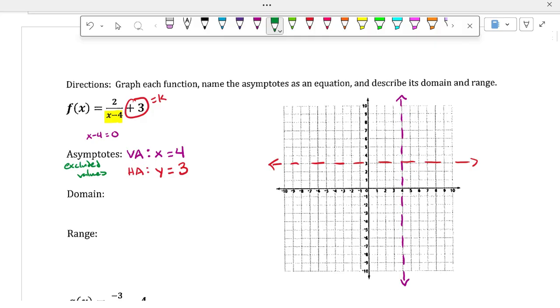So my domain for this function would be what? Your domain's always what? No. How have we been stating the domain for rational functions so far? Owen. All real numbers except x does not equal 0. Not x cannot equal 0. What can x not equal in this case? 4. So all real numbers except x cannot equal 4.